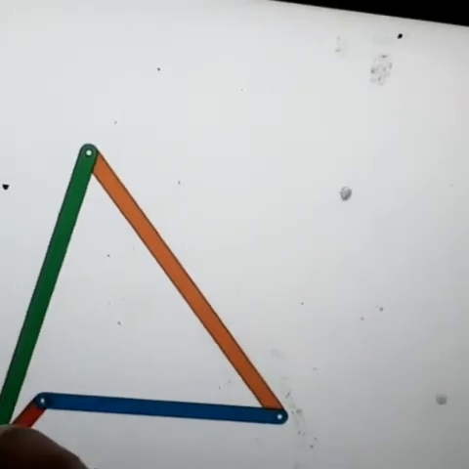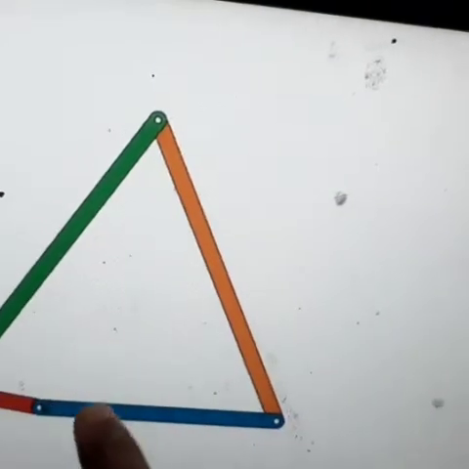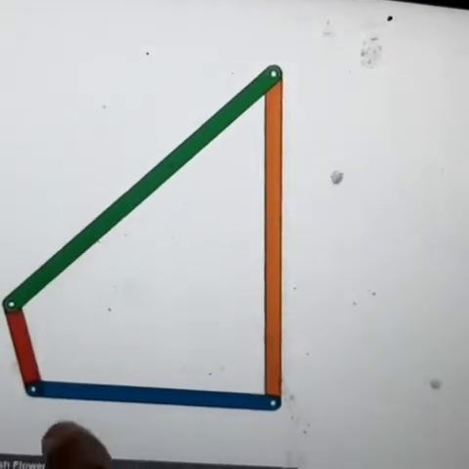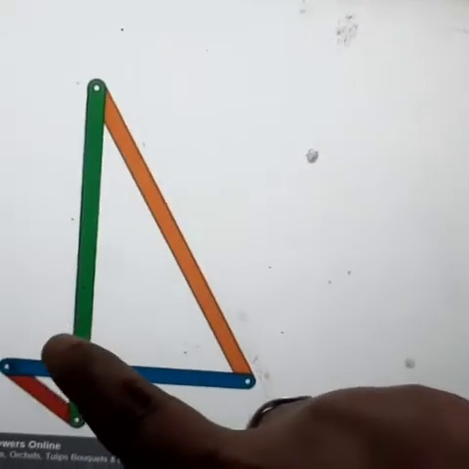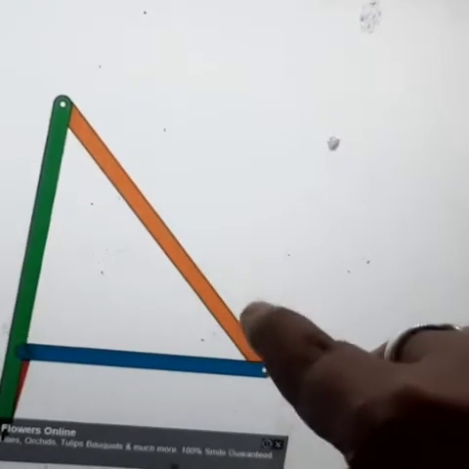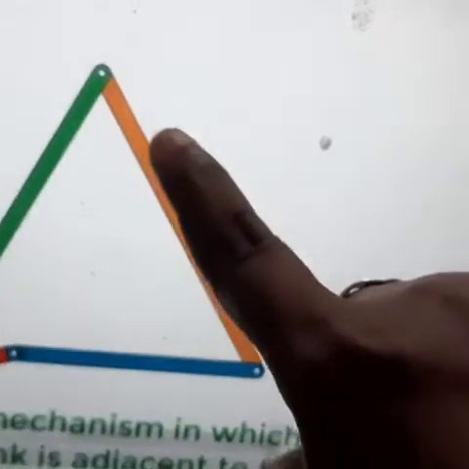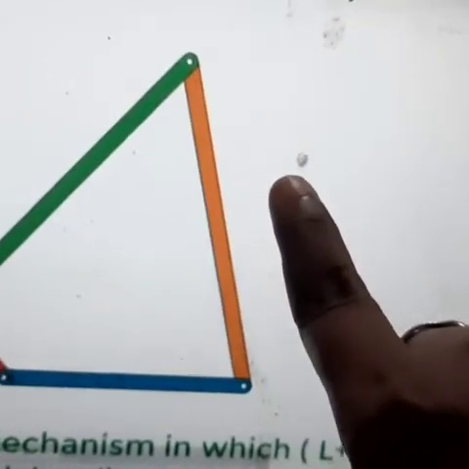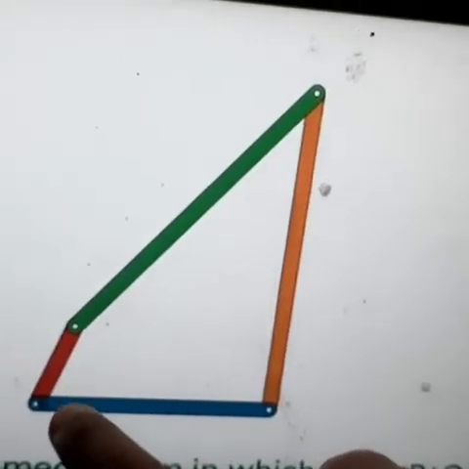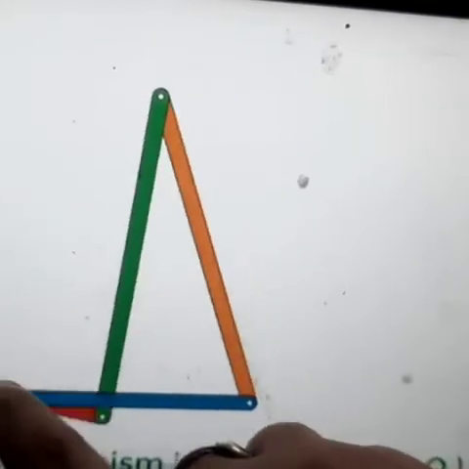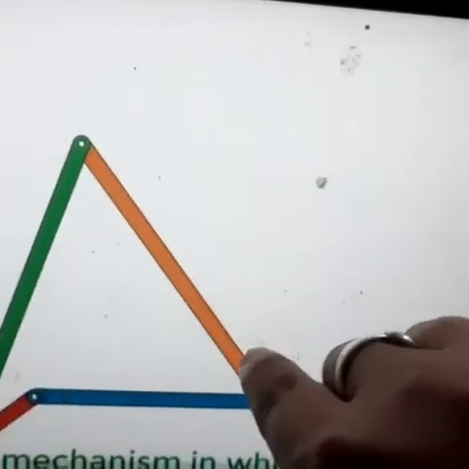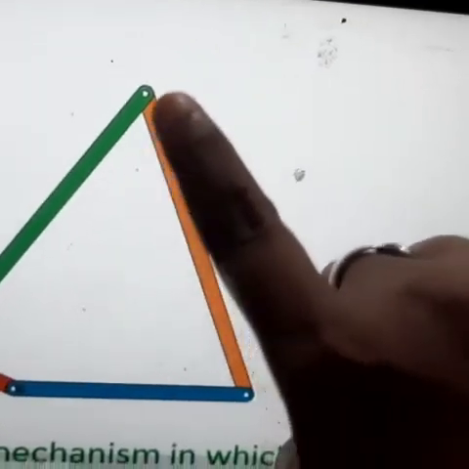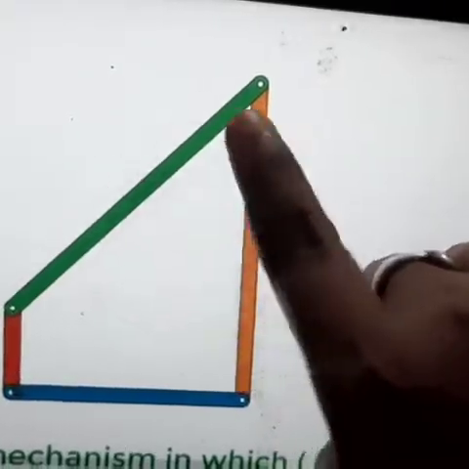So here the crank is rotating 360 degree, because of which the connecting rod, this green link, is oscillating. According to this, the rocker is also moving. So this is a crank rocker mechanism. Here the crank is rotating 360 degree, and this rocker doesn't have 360 degree rotation.